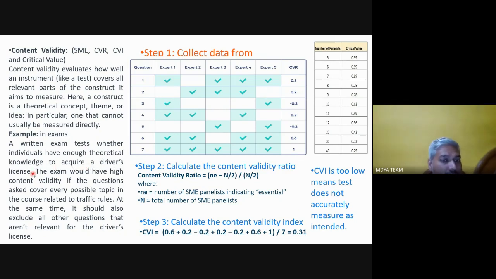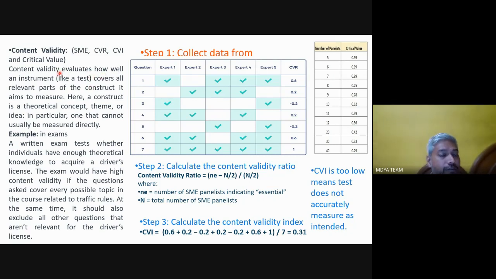Very simple. A written exam tests whether individuals have enough theoretical knowledge to acquire a driver license. Means if you are going to get a driver license, they will test you on whether you have knowledge about driving or not. This is the simple question. Now there are three steps to calculate content validity or to measure content validity in a questionnaire, a test or an instrument.